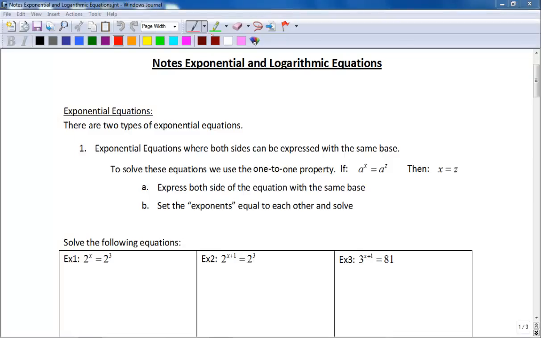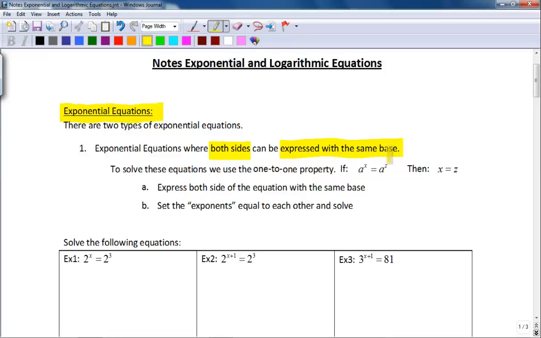This section deals with solving exponential and logarithmic equations. Let's start by looking at exponential equations. There are two types of exponential equations that we're going to look at. The first type is exponential equations where both sides can be expressed with the same base.